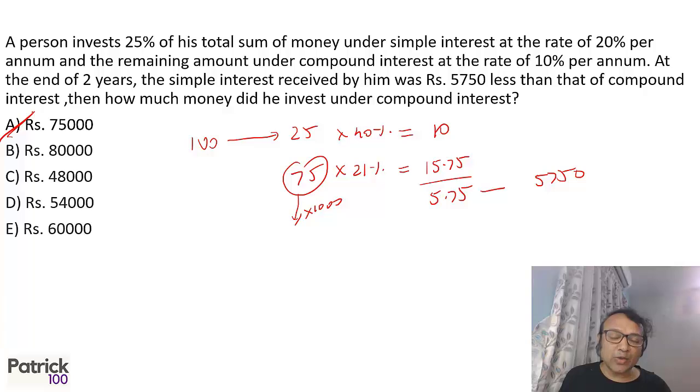You can always start with 100. It's easier to calculate and then cross multiply. You get the answer better, quickly.